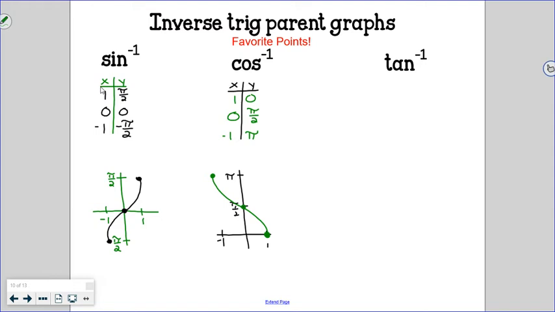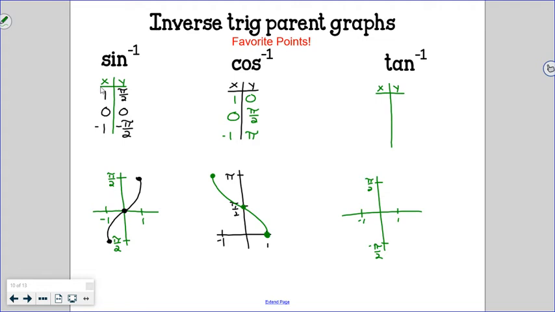And our tangent. Now, the hard part about tangent is you have to remember both the favorite points and you keep in mind the asymptotes that go along with it, which don't show up in your table. Start by drawing your picture the same way you would for a sine curve, as we're up at pi over 2 and down at negative pi over 2 for our y-axis. For our x-axis, -1 to 1.